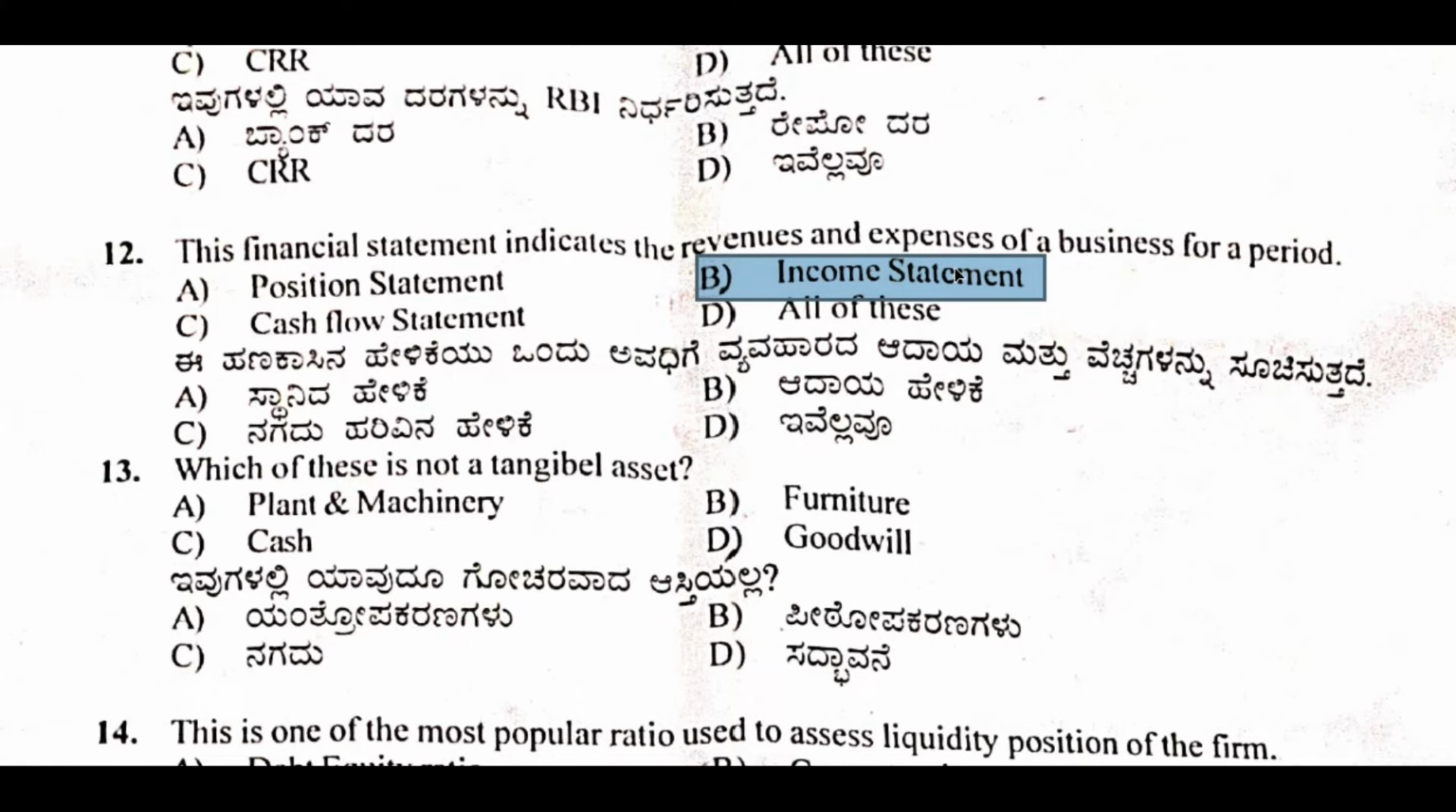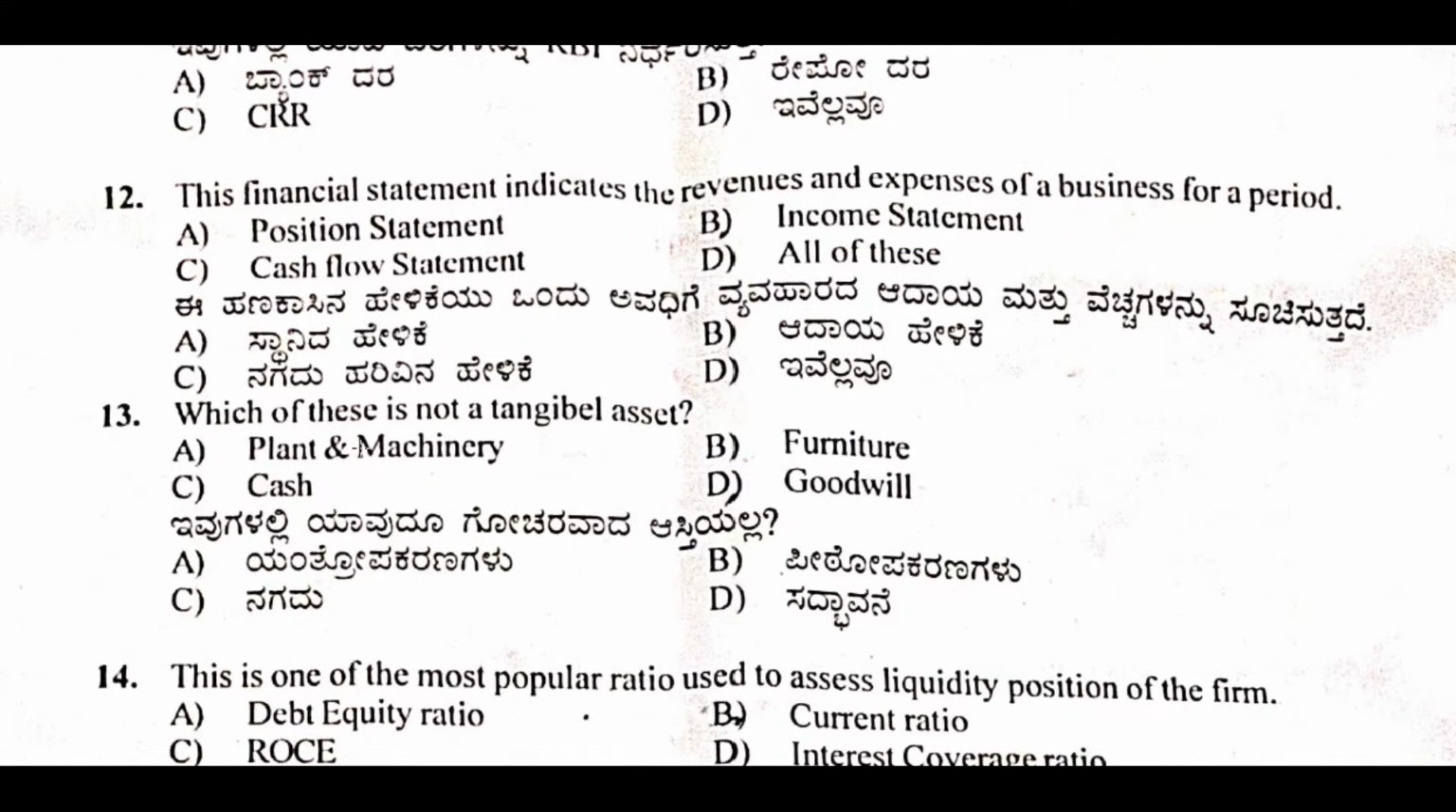Coming to the next question, question number 13. Which of these is not a tangible asset? Here we have to see that 'not' is given, so we have to find out which one is an intangible asset. Option A, plant and machinery, option B, furniture, option C, cash, and option D, goodwill.